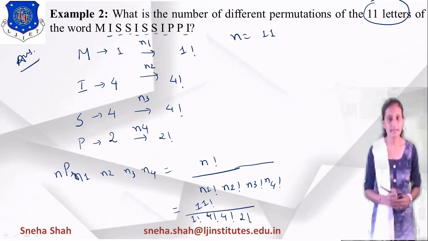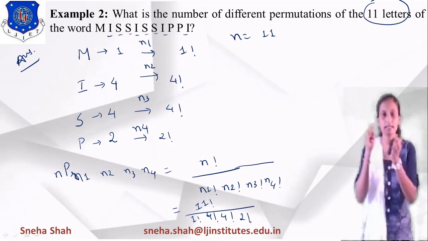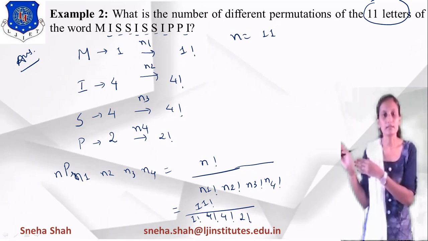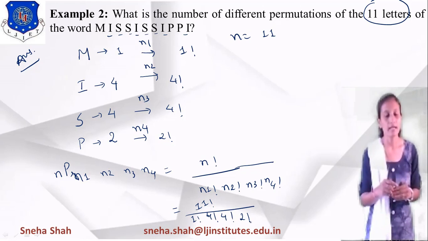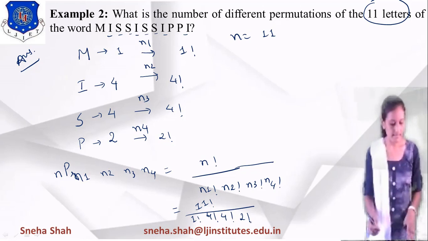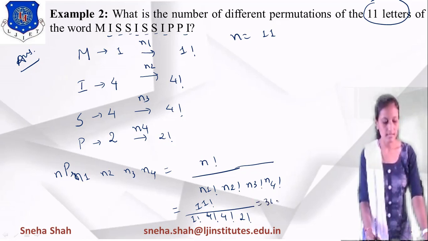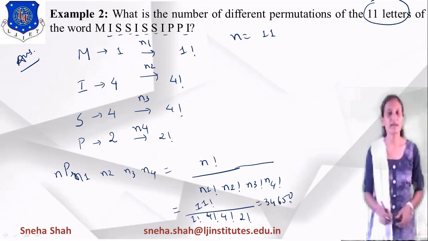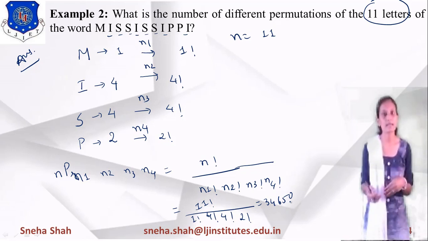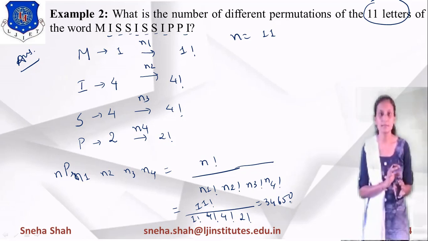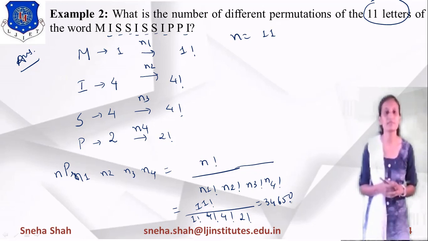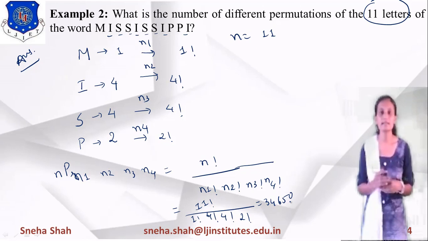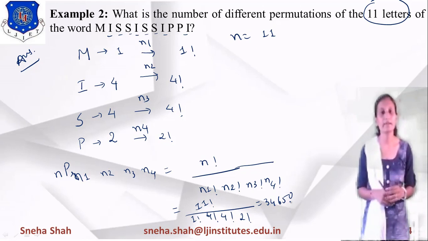Now if I simplify this equation, 11 factorial means 11 into 10 into 9 into 8 into 7, and likewise it will be divided by 4 factorial and 2 factorial. After simplification, the answer equals 34650. So this is your final answer for the number of different ways in which we can rearrange Mississippi. From these 11 letters we can rearrange them in 34,650 ways.